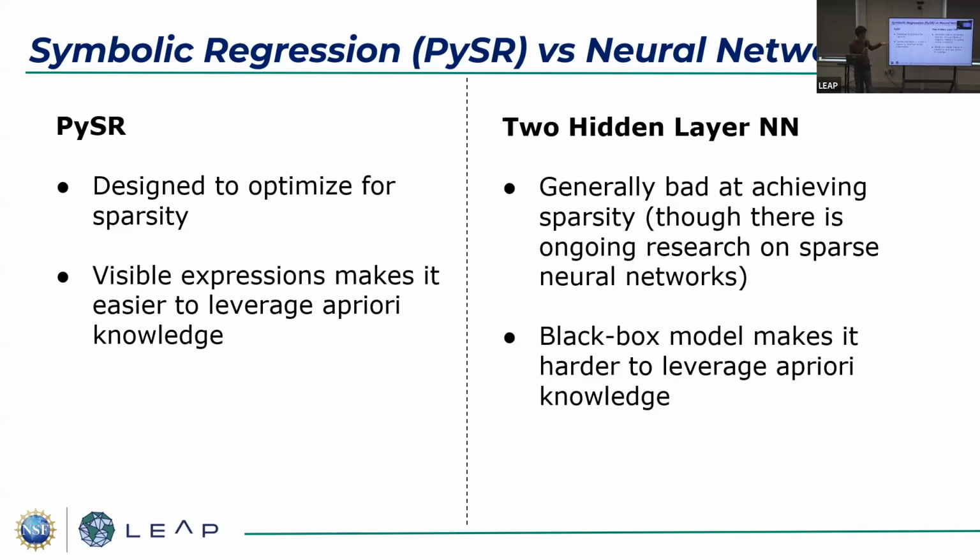By its very nature, PySR is really designed to optimize for sparsity. In comparison, neural networks are not very good at being sparse. I know there is research on sparse neural networks, but in general, you are expecting lots of hidden variables when you are doing NNs. And of course, with PySR you get visible expressions, which makes it much easier to leverage a priori knowledge compared to the black box model of NNs. So again, for many of you who do use PySR, and for that matter, neural networks as well, that's an interesting thing I will follow up and discuss with you all about.